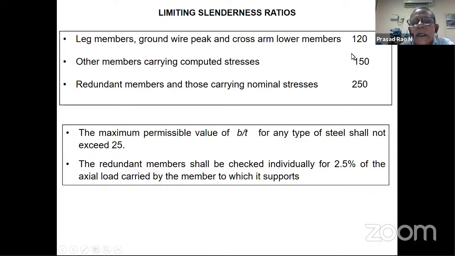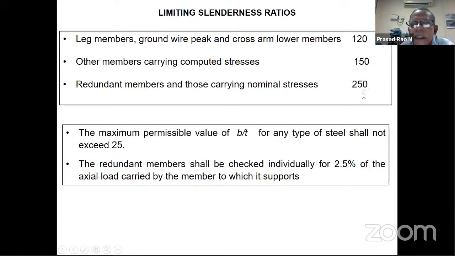Then for bracing members, the code is giving 200, but it is now 150. In our experiments and our observations in the testing station, it is observed that beyond 170, the bracing members will not be effective. So this has been recommended to the code. Now they are reduced to 150.